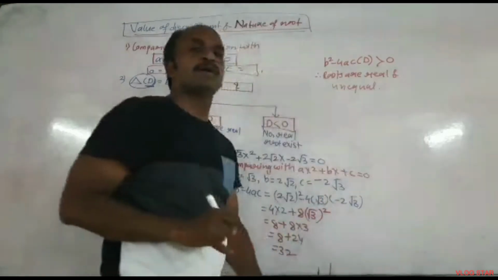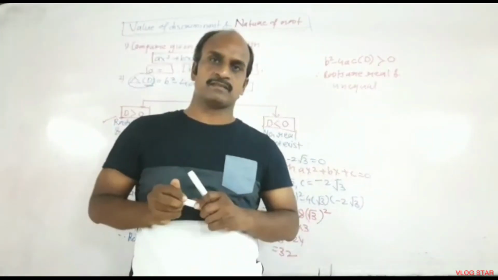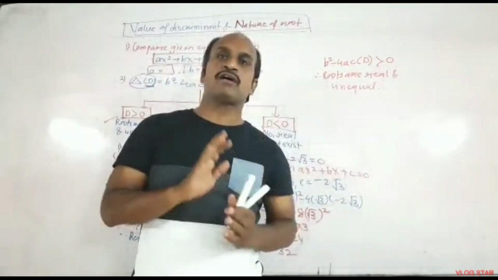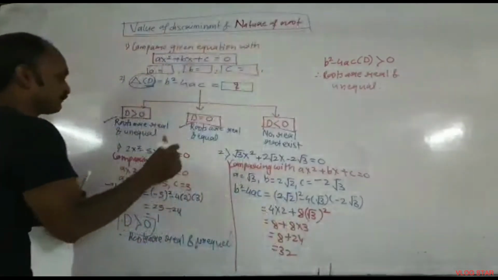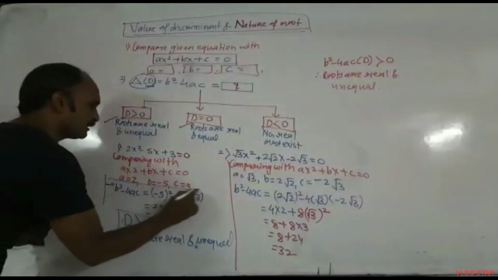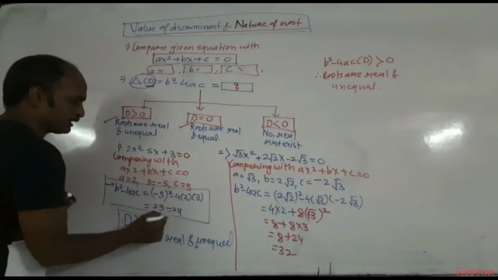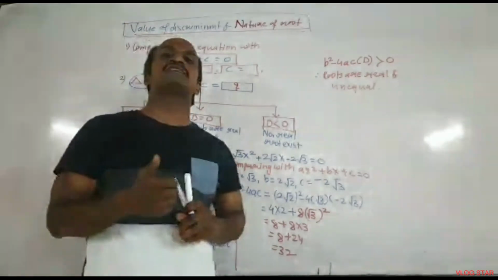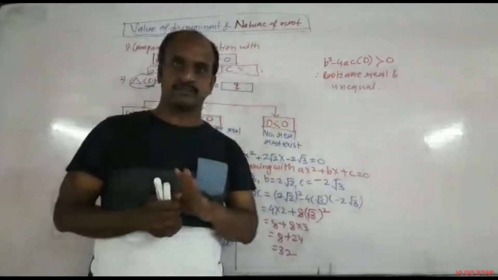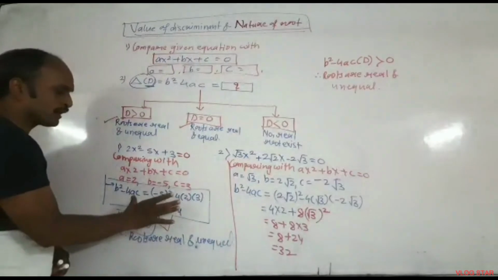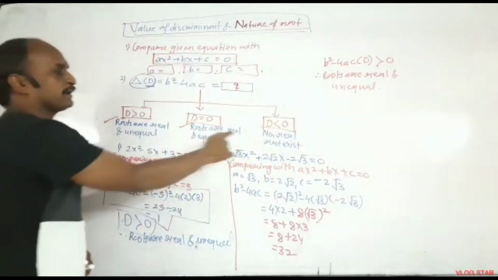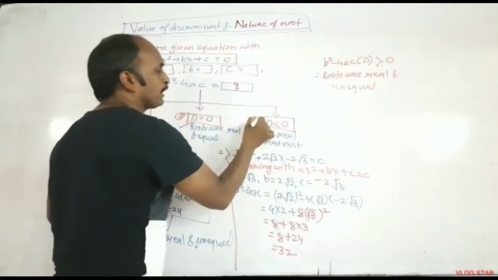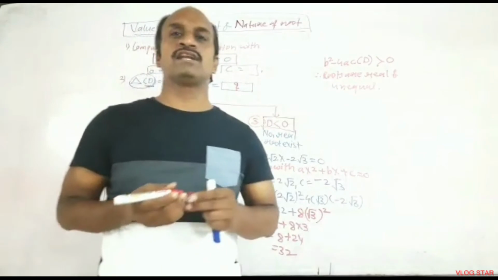So two types of questions they may ask here. First is to find the value of discriminant. If the value of discriminant is asked, you just find b square minus 4ac and stop at that point. Suppose the question asks to find the nature of roots. Then find the value of b square minus 4ac, compare whether it is more than 0, equal to 0 or less than 0, and decide the nature of roots.